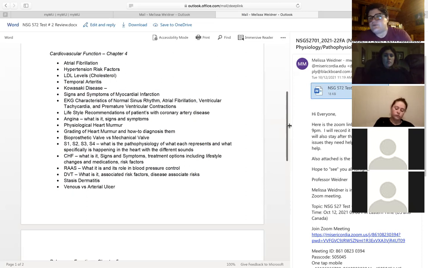So then, once you're pregnant, you don't have this heart murmur anymore. Or once your blood pressure is under better control, you don't have that murmur anymore.